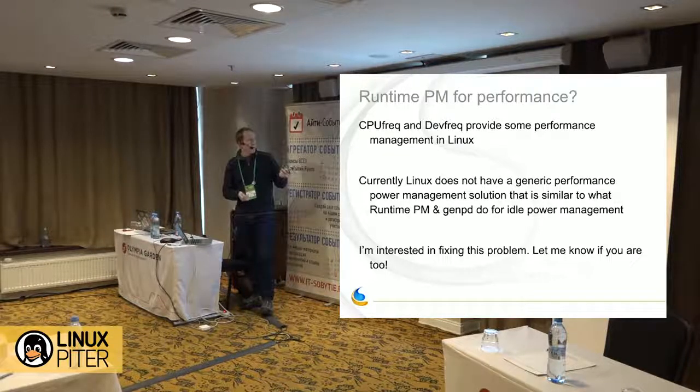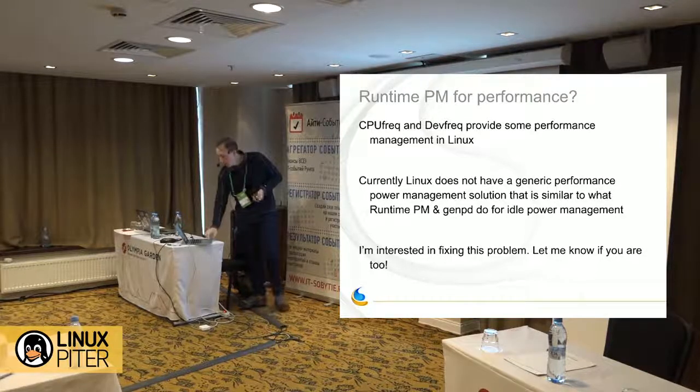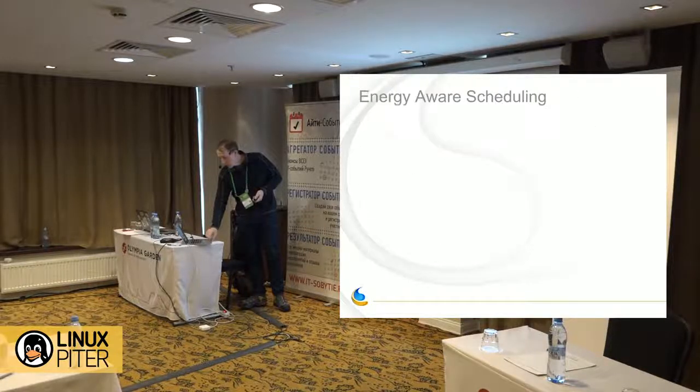So one thing that I've been discussing with people is whether we can extend Runtime PM, which is only focused on idle today, to extend the idea of performance to it, to reuse maybe PM QoS, which is currently doing wake-up latency. Maybe we could add throughput, or maybe we could add a sort of performance level to PM QoS and reuse those APIs and extend them for performance. If you have an interest in this area, then please find me after the talk, and I'd be really happy to talk about it.